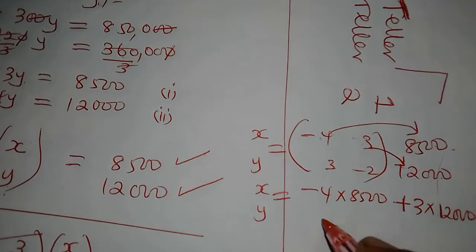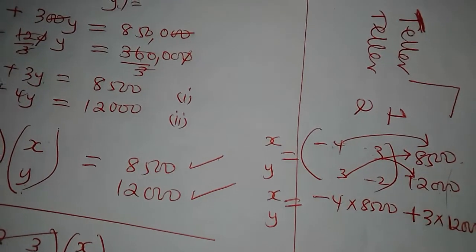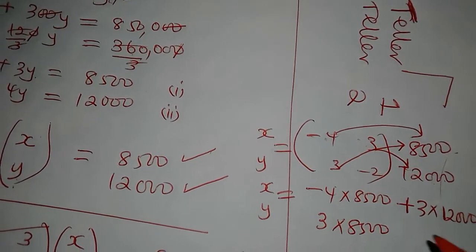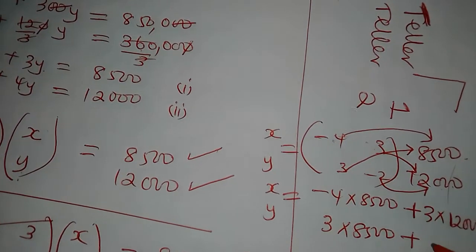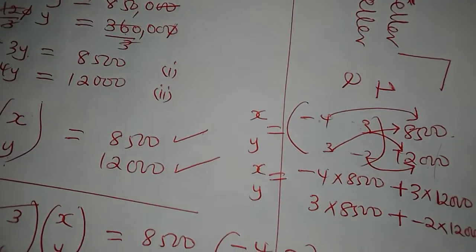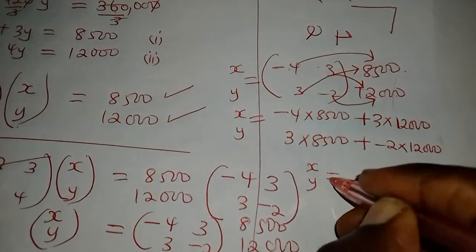Then come down here. The first 3 at the bottom goes with the first number. You can see, then you can say 3 times 8,500. Then plus, the -2 goes with this, so -2 times 12,000. So we have again x and y, in that order, is equal to.